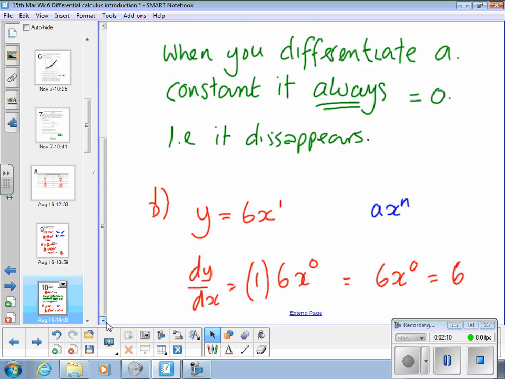What about when we've got a constant times our variable, 6x? We can write just x on its own as x to the power of 1. Then it looks like ax to the n, and we can bring that index down and multiply. So 1 times 6 times x to the 0. X to the 0 is 1, so that's 1 times 6 times 1, which is 6. So if we differentiate 6x, the x just disappears and we're left with a constant. Differentiate 10x, x disappears, left with 10, and so on.